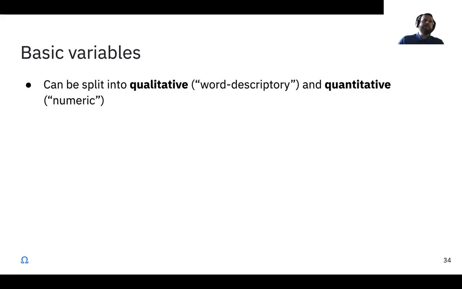If we go into the basic variables, so if you look at what you can have in a table, because your most common data that you're going to be visualizing is going to be in tabular form pretty much. So your rows are going to be data items, and your columns are going to be various attributes or variables. And we're going to go into a bit of detail on what the basic variable types are. You can split them into qualitative, word descriptory, and quantitative or numeric.